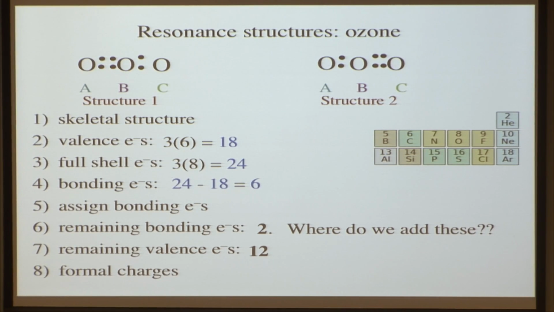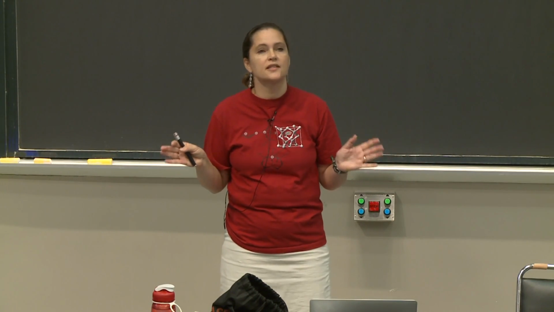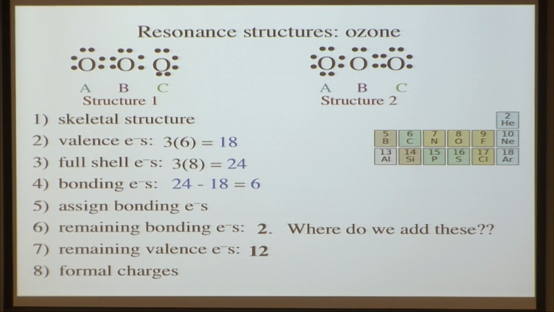So we're going to put those in as lone pairs. And so I can put them in over here. 1 set here, 1, 2, 3, 4, 5, 6. And I can also do that over here. 1, 2, 3, 4, 5, 6. And now we have 2 structures, so we need to think about formal charges to see if that can help differentiate structure 1 from structure 2.